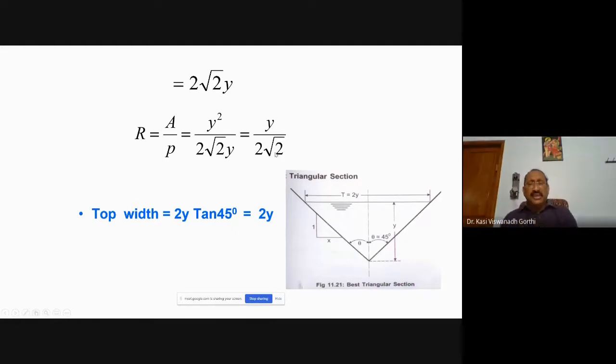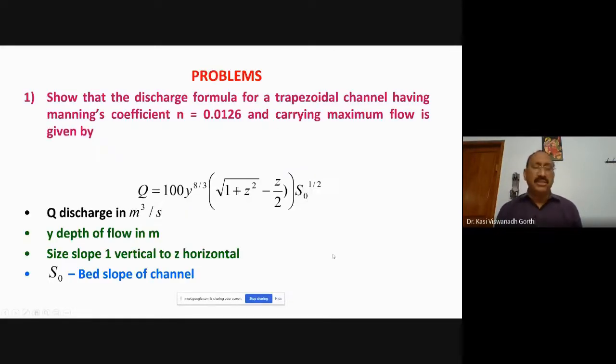In other words, the most efficient triangular channel section would have an included angle of 2 theta being equal to 90 degrees. Theta is 45, 2 theta being equal to 90 degrees. So if such a right angle triangular section is there, then it becomes the most efficient triangular section. So we have seen now the most efficient rectangular channel section, most efficient trapezoidal channel section, most efficient triangular channel section. Circular channel section we take up in the next class. We just work out two problems quickly on this.